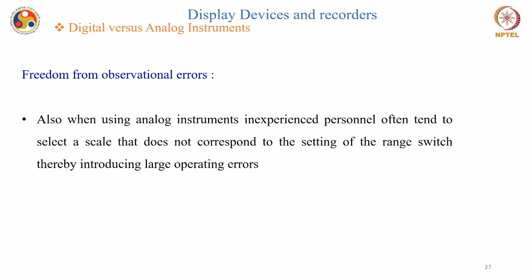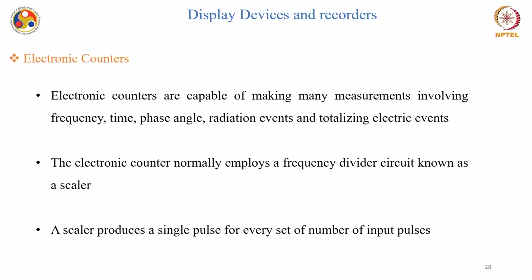Also, when using analog instruments, inexperienced personnel often tend to select a scale that does not correspond to the setting of the range switch, thereby introducing large operating errors, which is totally avoided in case of digital instruments, and therefore the digital devices are much preferred for display devices, and all these devices are based on electronics rather than electrical devices. Electronic counter is one such way to implement the digital displays.